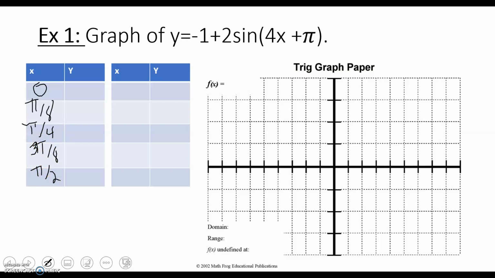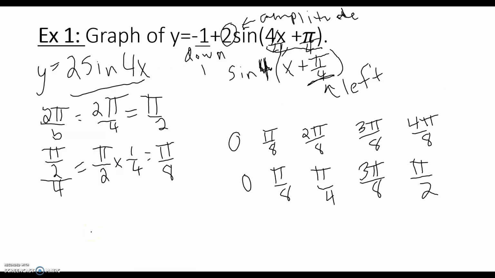Okay. Now, those are my new x values, and that comes from changing the period. Remember, the period changed by dividing by the 4. So the period changed to pi over 2. So instead of the graph being stretched out from 0 to 2 pi, it's just going to be from 0 to pi over 2. That's one rotation, okay?